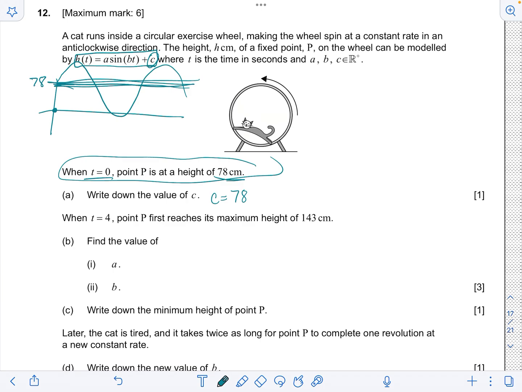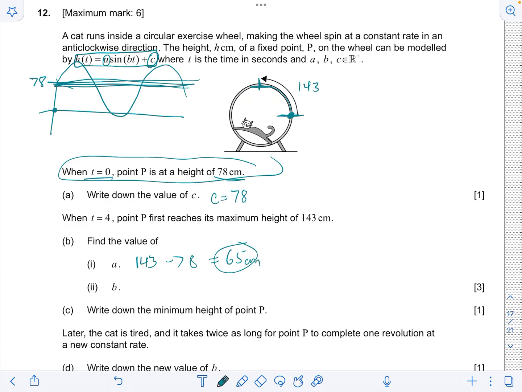When t equals 4, P reaches its maximum height. So imagine this is 78. That's what that means. It's reached its maximum height right here 4 seconds later, and that's at 143. So we want the value of a, which is, in this case, the amplitude, and that's just found by subtracting 78 from 143. So 143 minus 78 is 65, and a is 65. And my suggestion is to write 143 minus 78 equals 65, and circle that.